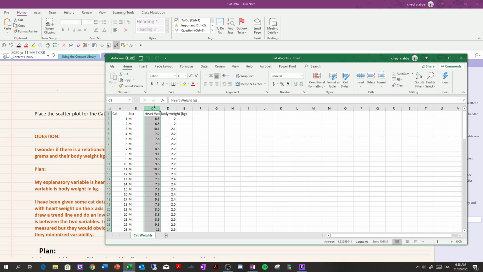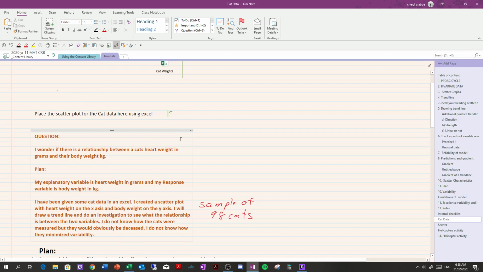The first column of our Excel spreadsheet is heart weight, so that's our explanatory variable. It goes on the x-axis. The second column is our body weight, and that will go on our y-axis. And in this particular case, we have about 98 pieces of data. That's our sample size. So we'll ask a question.